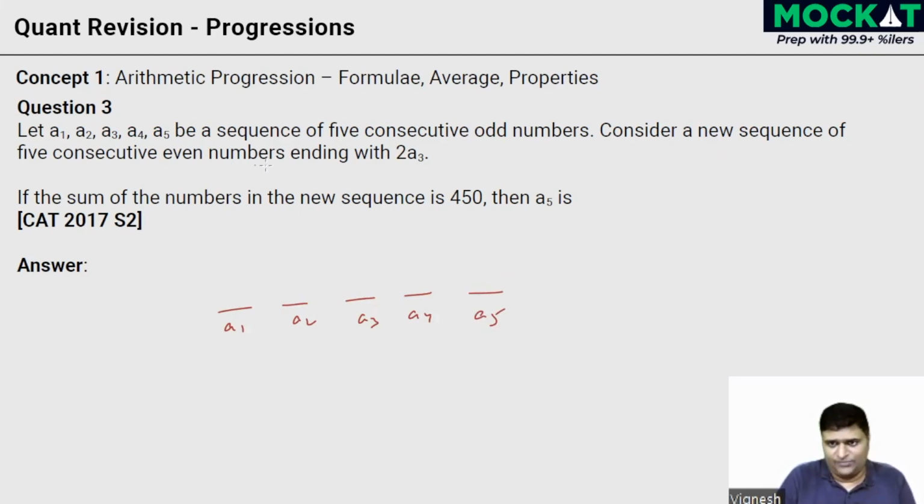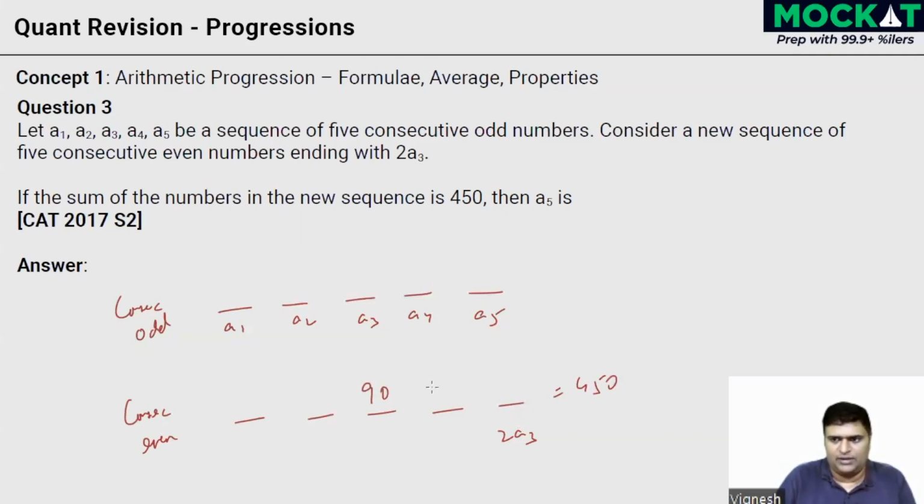Consider a new sequence of 5 consecutive even numbers ending with 2a3. So 1, 2, 3, 4, 5. This time it is 2 times a3, which is my last number over here. And they're all going to be consecutive even over here, and these are consecutive odd over here. If the sum of the numbers of the new sequence, the second one, is going to be 450, then the average is going to be the middle term. 450 by 5 is going to be my middle term, 90.